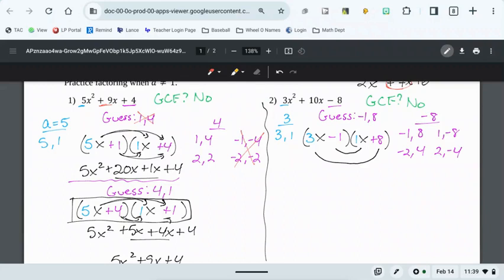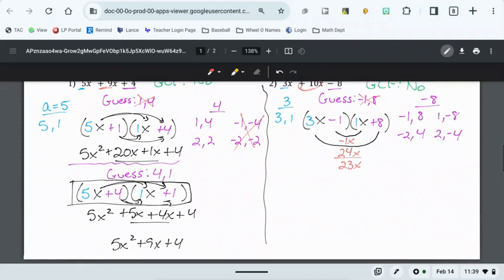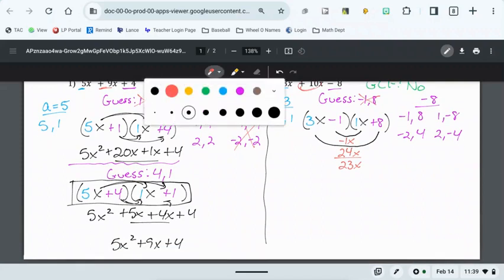So negative 1 times negative 1 is negative 1x. 3 times 8, 24x. If we add those together, we get 23x. And we're looking for 10. So these factors don't work. I call this method the smiley face because it looks like we're drawing a couple smiley faces, and because we're always so happy to do some factoring.